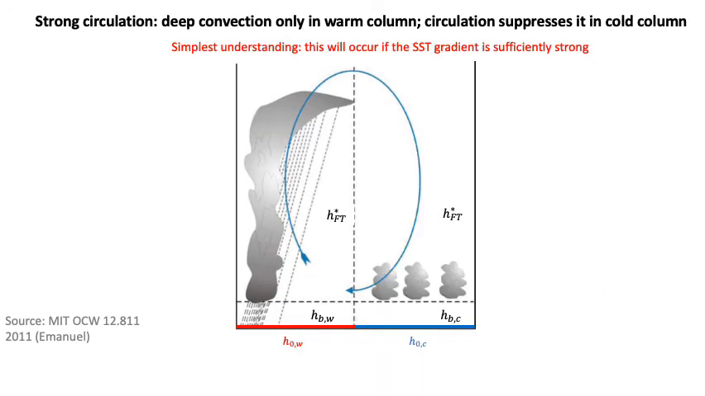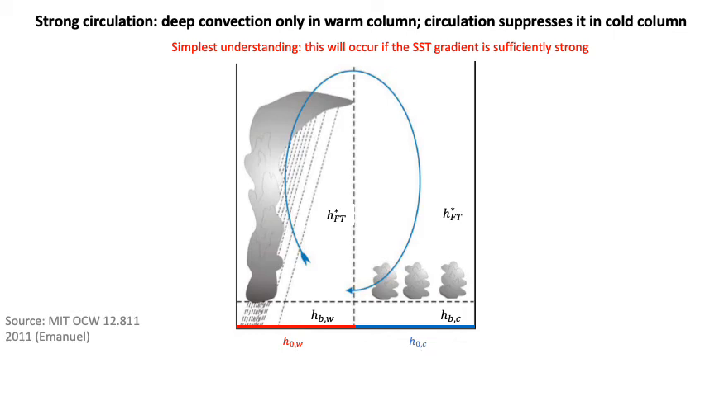Okay, so we can contrast that with the second regime, where if you have a sufficiently strong circulation, deep convection will only occur in the warm column, and this overturning circulation will suppress it in the cold column. The simplest understanding of this is that this will occur if the SST gradient is sufficiently strong between the warm and the cold box, or over some distance here. Here we're really simplifying things. So the SST difference between these boxes, if you will.